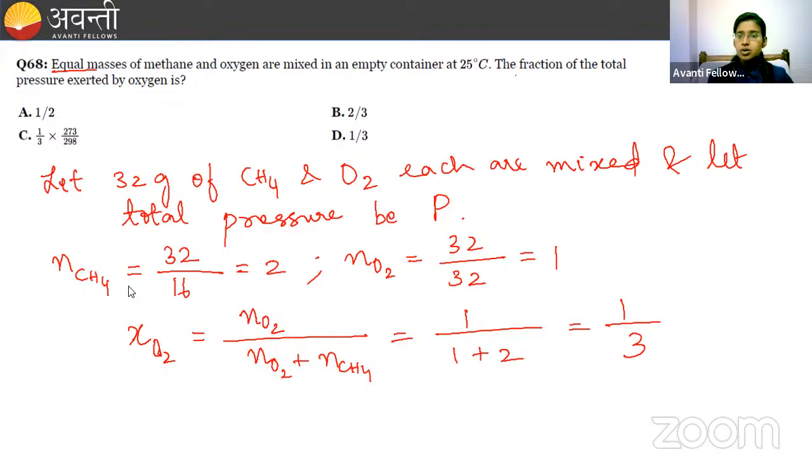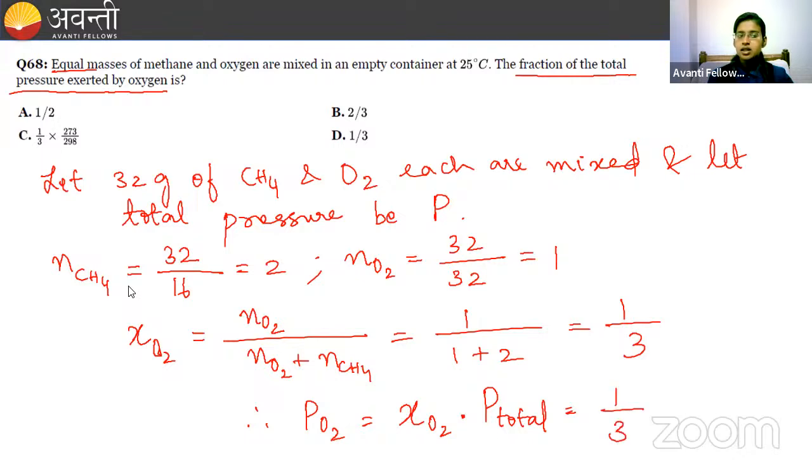But we need to find out the fraction of the total pressure exerted by oxygen. So the pressure exerted by oxygen is equal to the mole fraction of oxygen into the total pressure, which is equal to 1 by 3 into T. So the answer is option D. So it is 1 by 3 of the total pressure.